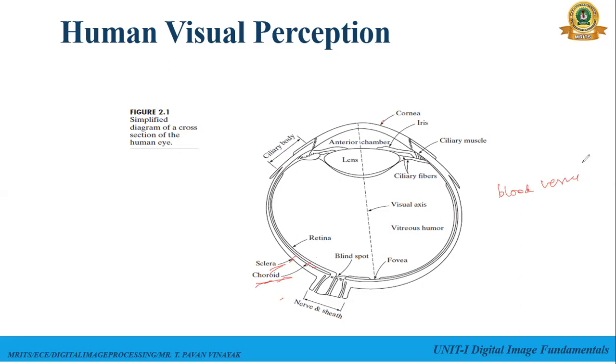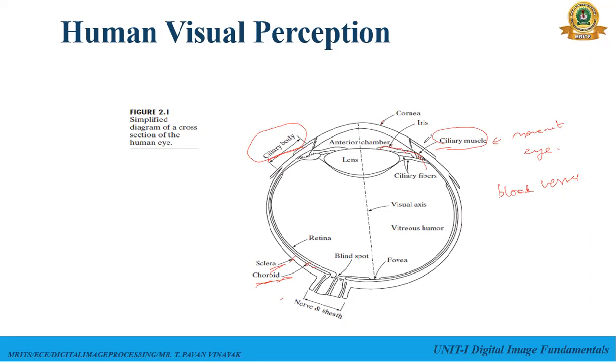The choroid is divided into two parts. The entire choroid is divided into two parts, that is ciliary body and iris. It consists of ciliary body and ciliary muscles. The ciliary muscles will give the movement to the eye. And what is the use of this ciliary body and iris?